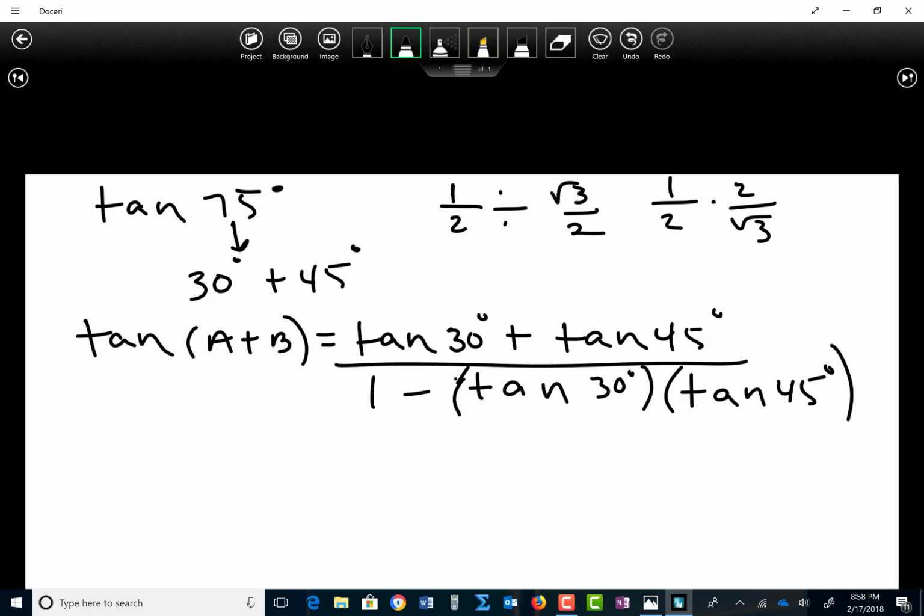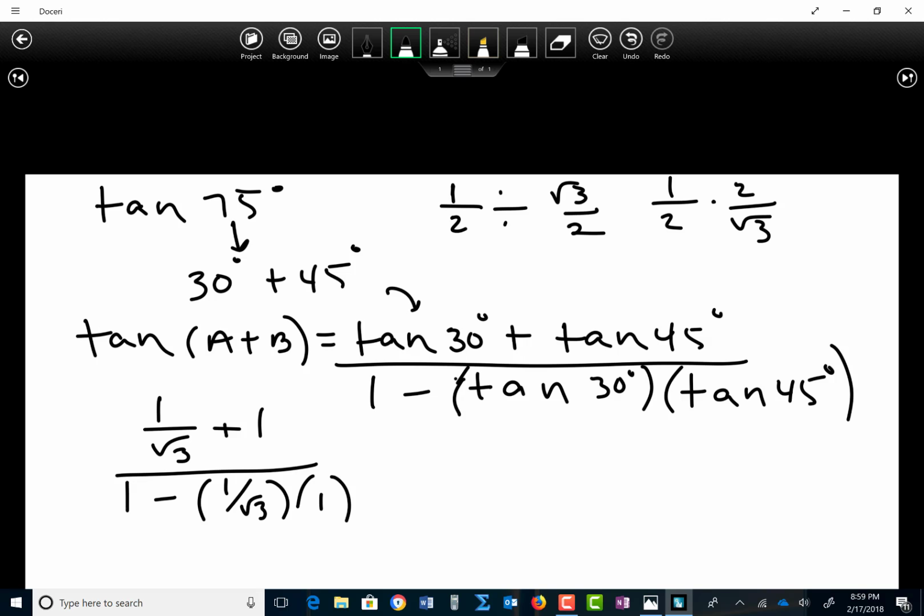Now, we don't need to rationalize until we're finished, but remember, you don't let a square root be on the bottom. So tangent of 30 is 1 over the square root of 3 plus tangent of 45, since sine of 45 and cosine of 45 are the same thing. When you divide 2 of the same thing, you get 1. So that would be a 1. So 1 minus, again, tangent of 30, which we just did, times tangent of 45, which we just did. So we get 1 over the square root of 3 plus 1 over 1 minus 1 over the square root of 3.